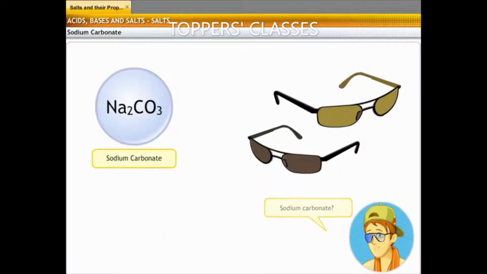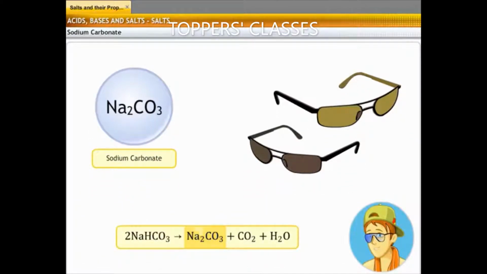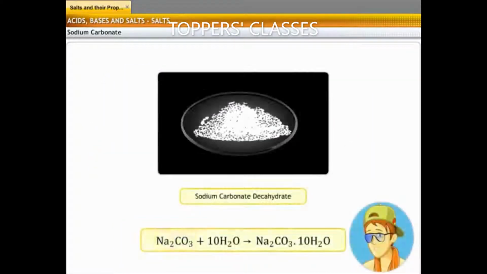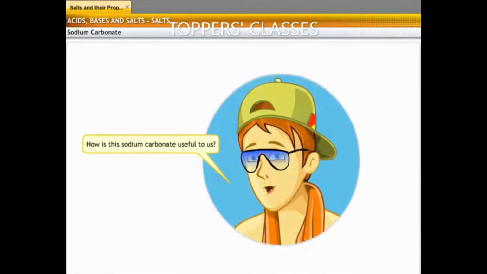Sodium carbonate? Sodium carbonate is obtained by heating sodium hydrogen carbonate and is called anhydrous sodium carbonate or soda ash. The anhydrous sodium carbonate is dissolved in water and recrystallized to sodium carbonate decahydrate. How is this sodium carbonate useful to us?